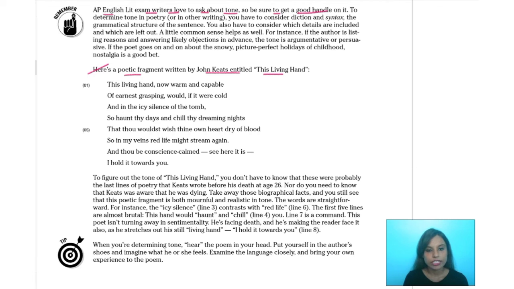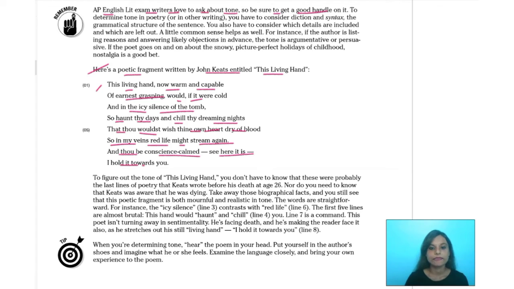Let me read it for you. That is, this living hand, now warm and capable of earnest grasping, would, if it were cold and in the icy silence of the tomb, so haunt thy days and chill thy dreaming nights, that thou wouldst wish thine own heart dry of blood. So in my veins red life might stream again, and thou be conscience calmed. See, here it is, I hold it towards you.